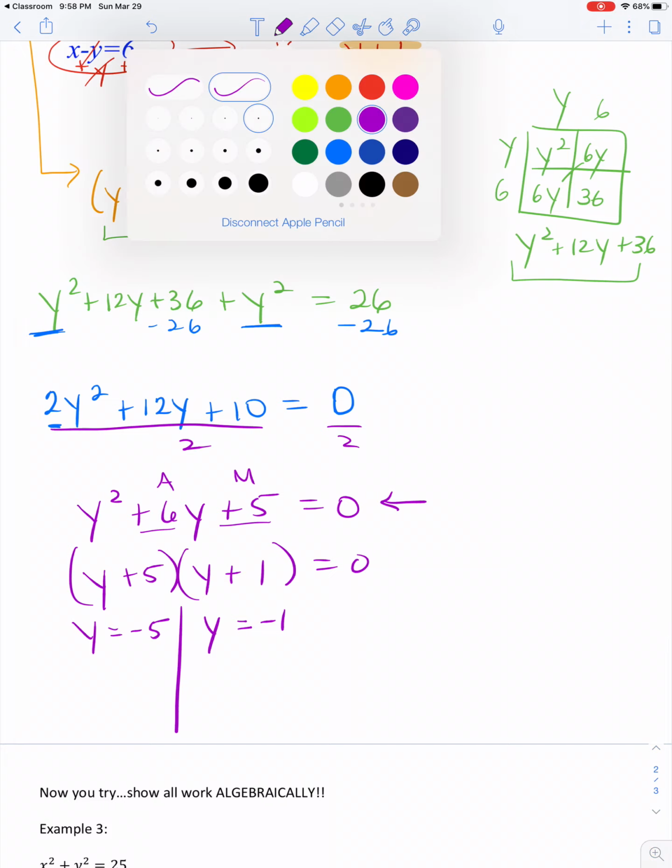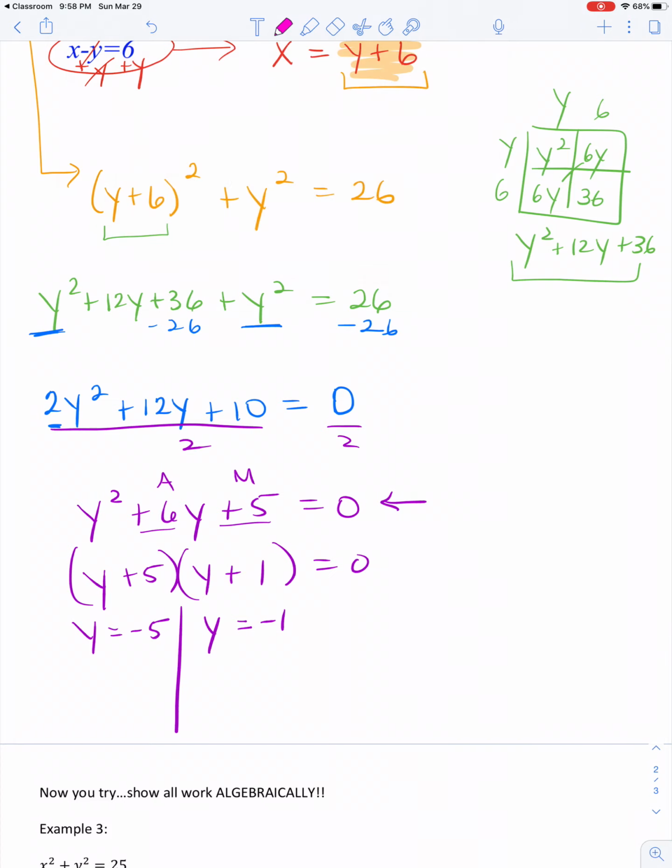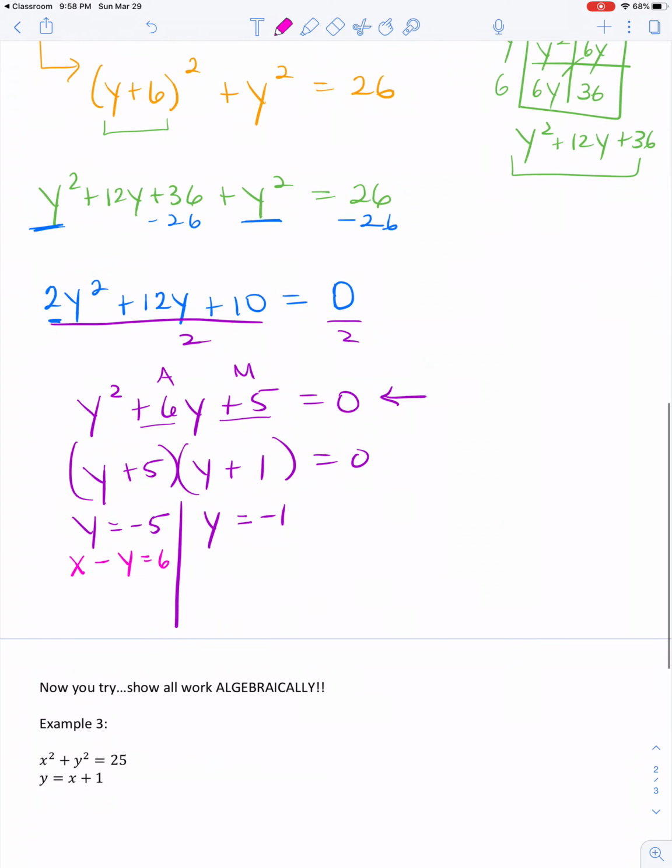Now I'm trying to scroll back up to find the linear equation. x minus y equals 6. I'm going to plug in the negative 5 for y first, and that'll make x plus 5 equals 6, so I could subtract 5 from both sides and get x equals 1.